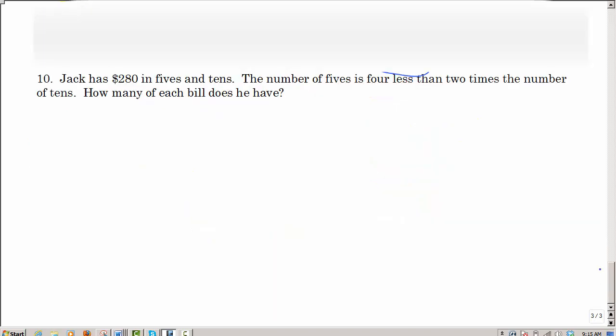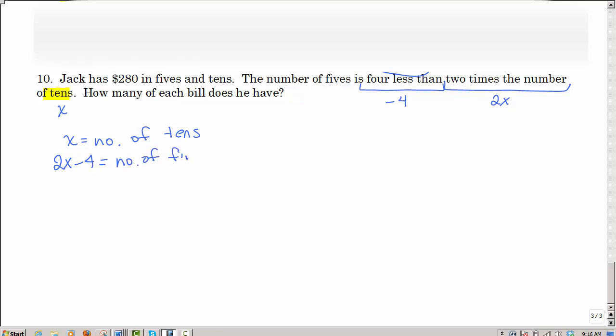Let's do another one. Let's talk about Jack. He doesn't have coins. He has bills. He has some 5s and 10s. So the number of 5s is 4 less than 2 times the number of 10s. That's mentioned last, so that's going to be x. So x is the number of 10s. Let's go back. The number of 5s is 4 less than 2 times the number of 10s. That means we're going to subtract 4 away from 2 times the number of 10s. So 2x minus 4 is going to be the number of fives.